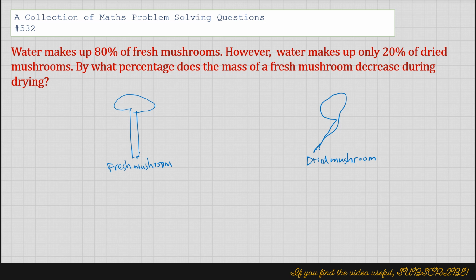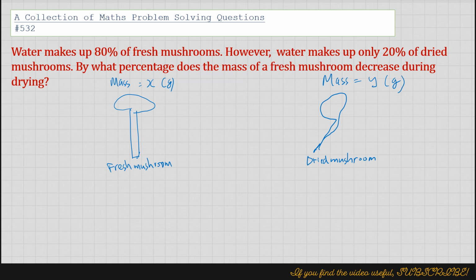So now assume that the weight of the fresh mushroom is x gram, or any unit of weight. I should not say weight, I should say mass, because weight would bring gravity in. So I should say the mass. That's more accurate. So the mass is x gram, and for the next one, the mass is equal to y gram. Any unit of mass.